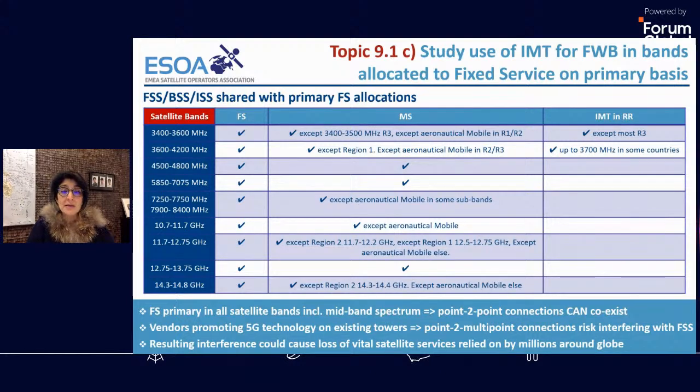But now we see that vendors have started to promote 5G technology being put onto existing towers. There we are moving away from point-to-point, and we start talking about point-to-multipoint connections. That is something which still needs to be studied because of the risk of interfering with existing FSS Earth stations. The resulting interference could, of course, cause loss of vital satellite services, which are relied on by millions around the globe today. That's the end of my presentation. Thank you.